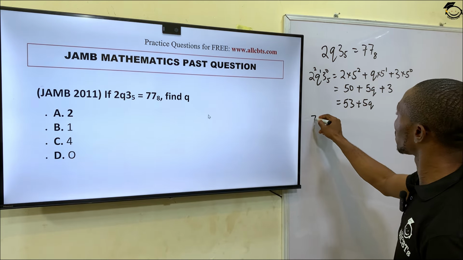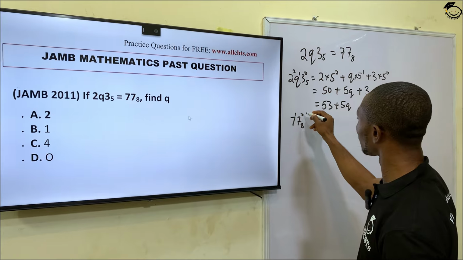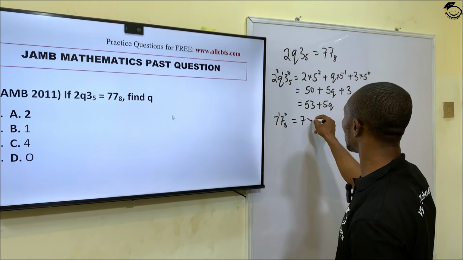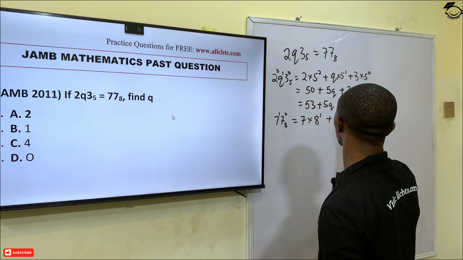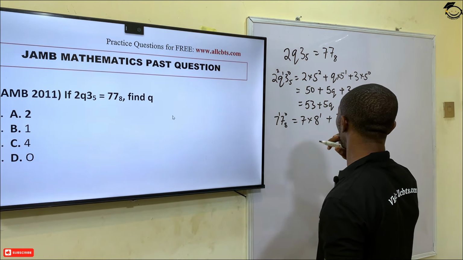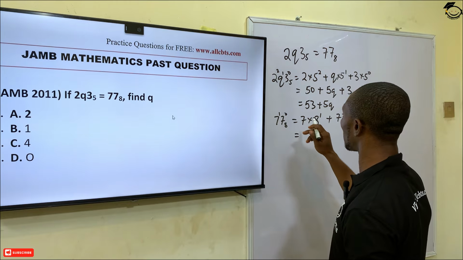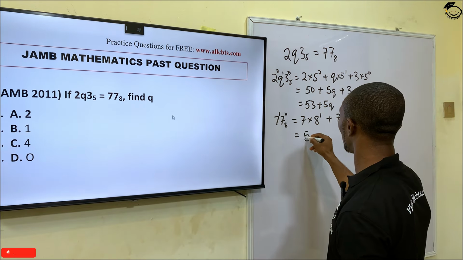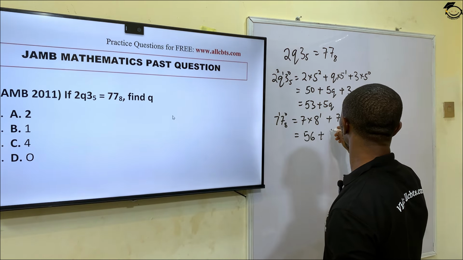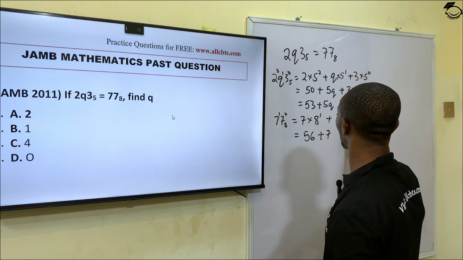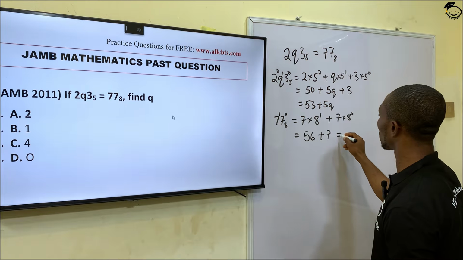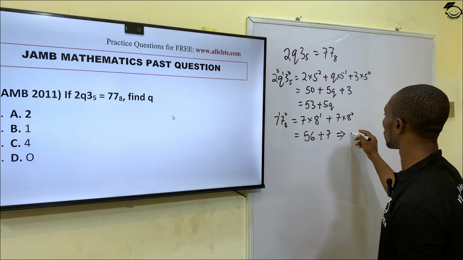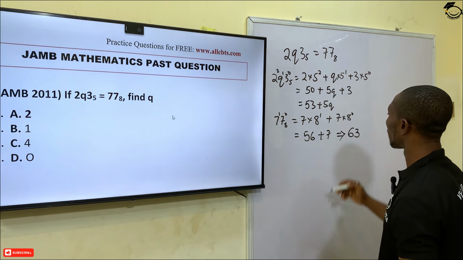Okay, so our 77 base 8 would be 7 times 8 raised to power 1 plus 7 times 8 raised to power 0. So this gives us 7 times 8, which is 56, plus 7. Anything raised to power 0 is 1, so 7 times 1 is 7. So 7 plus 56 will give us 63.